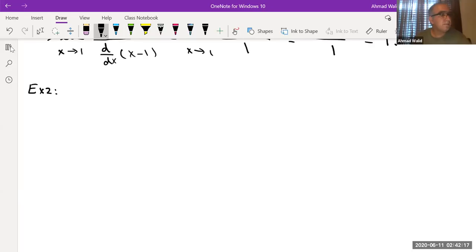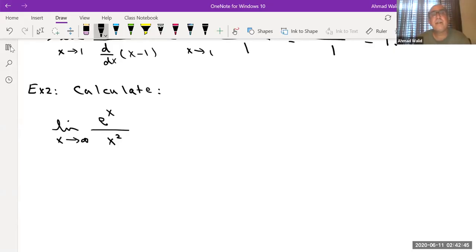Example 2. Let me see what example I brought here for you. Calculate, or find, or compute, right? The limit of e to the power of x over x squared as x approaches infinity.